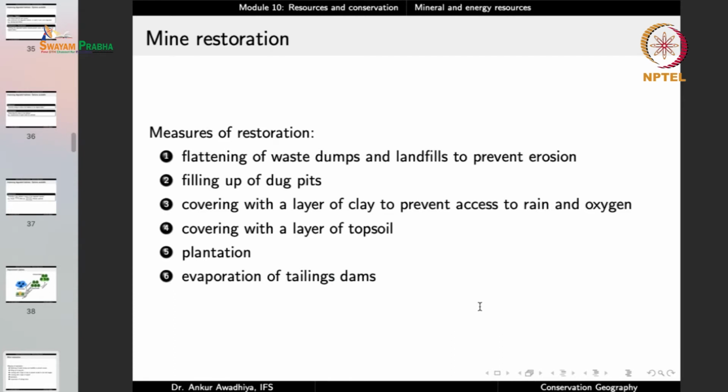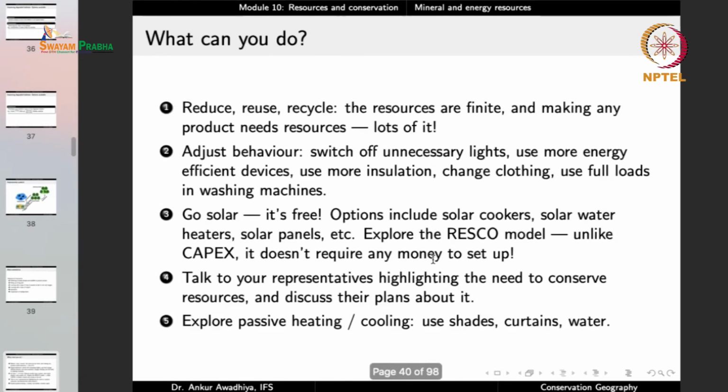The waste dumps have to be flattened, the landfills have to be flattened so as to prevent erosion. The dug pits have to be filled up. So all of this material from the waste dumps and landfills, that should be used to fill up the dug pits. Then all of this has to be covered with a layer of clay to prevent access to rain and oxygen. Then covered with a layer of topsoil, and then plantation done, so that the habitat is now improved.